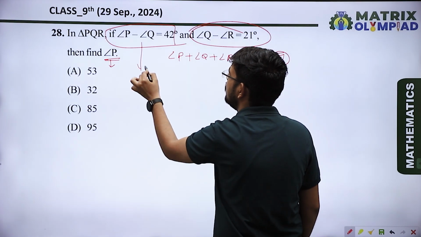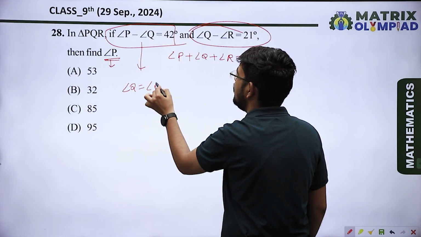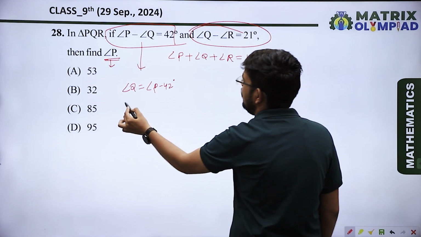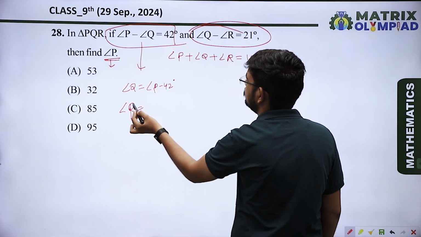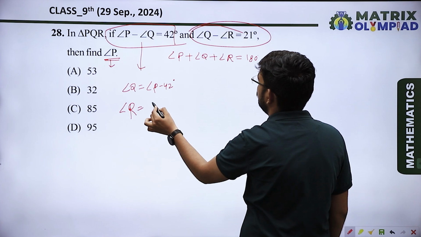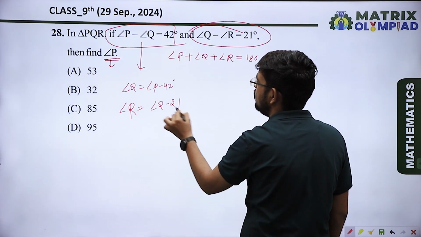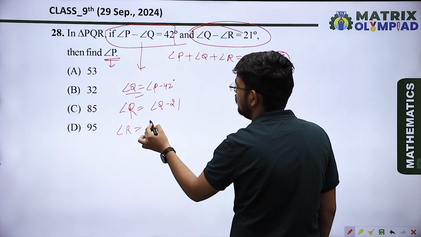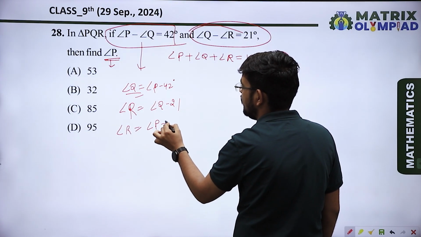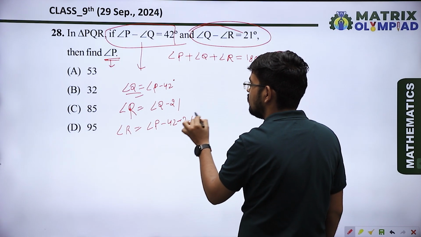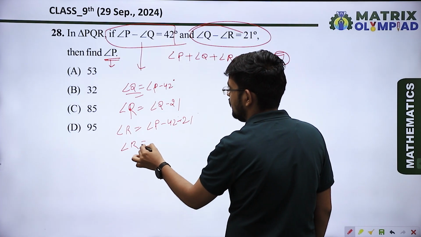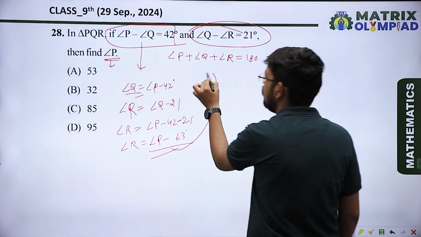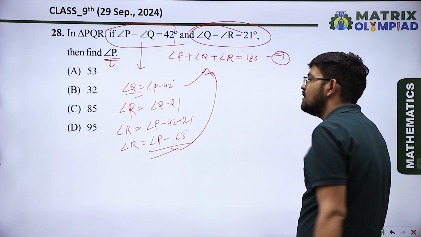So from here, the value of Q equal to angle P minus 42 degree, and from here angle R equal to angle Q minus 21. Put the value of angle Q in here also. So angle R equal to angle P minus 42 minus 21 degree. So angle R equal to angle P minus 63 degree. So put all the values in this equation.